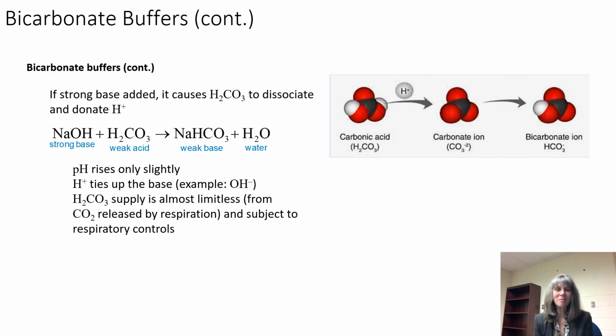And so we've got that limitless supply from carbon dioxide being released from cellular respiration. That gives us a very strong supply of carbonic acid that can be used in this whole bicarbonate buffer system. And remember that carbon dioxide can also be released by respiration. So that supply of carbonic acid and carbon dioxide is also going to be subject to respiratory controls.